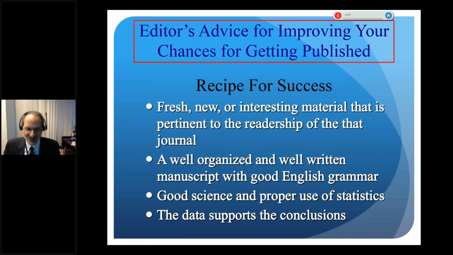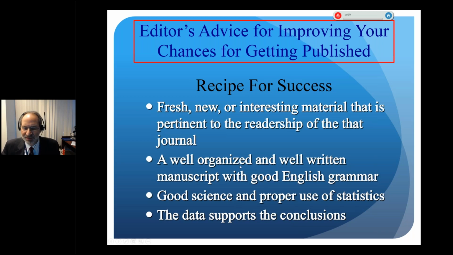So what's the recipe for success? What are we looking for in the journal? We're looking for fresh, we're looking for new, we're looking for interesting material that's pertinent to the readership of our journal. So I'm very careful on what animal work I take, what plastic surgery papers I take, because I'm always putting myself into the situation that I'm like you, I'm a bariatric surgeon, and I'm looking for articles that are important to a bariatric surgeon, not to a plastic surgeon, an anesthesiologist, or a researcher. So we're looking for hot topics in bariatric surgery.